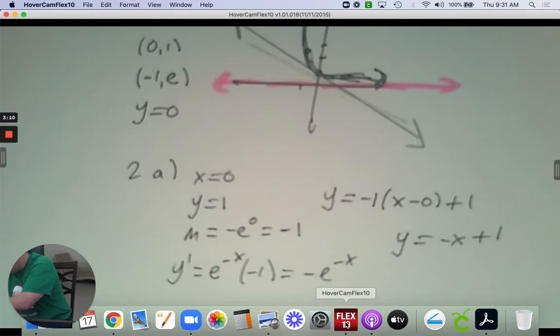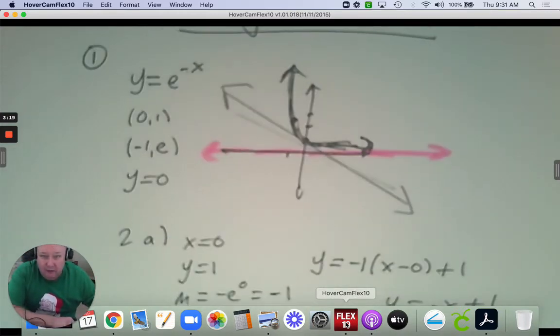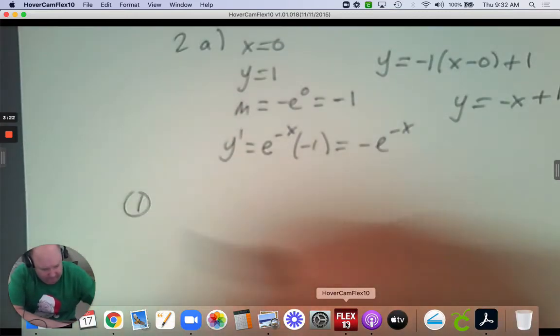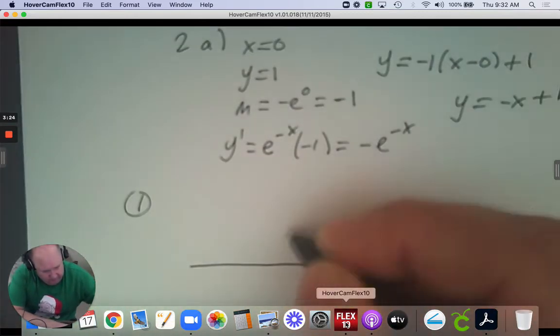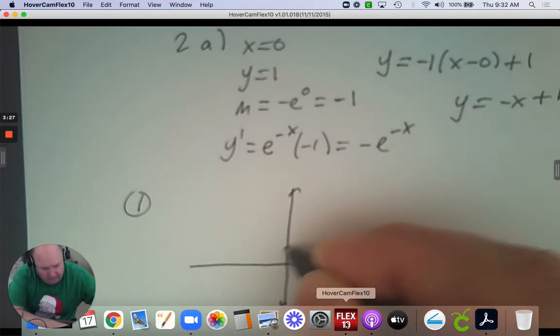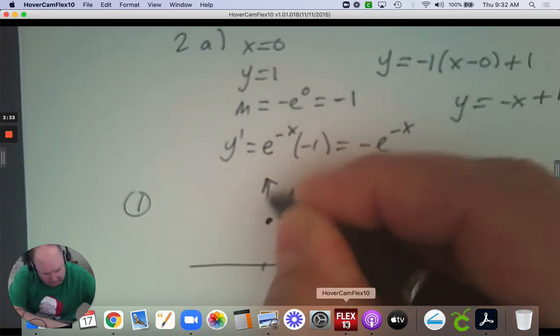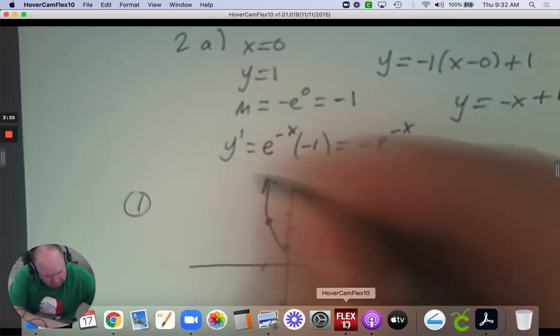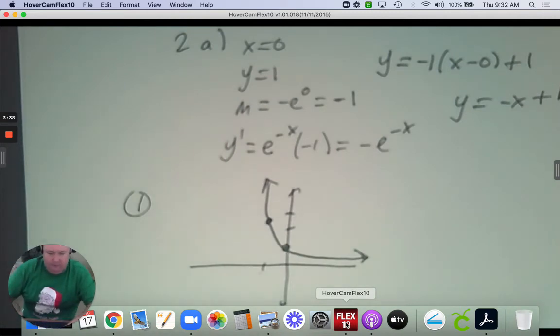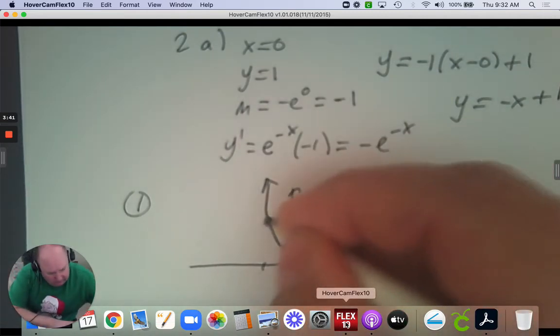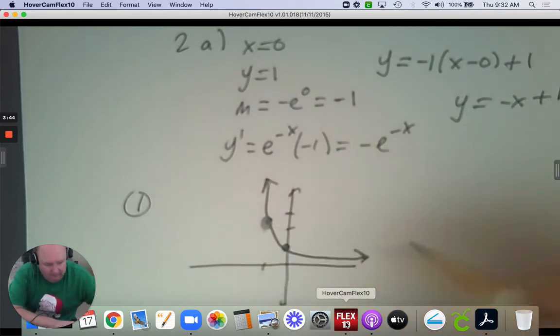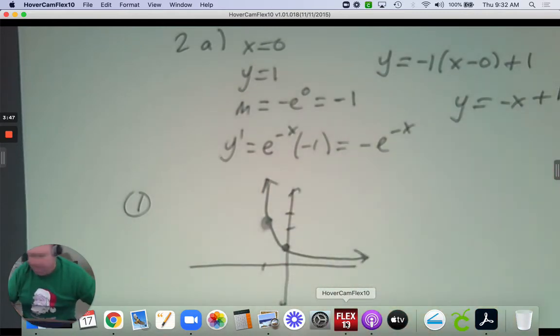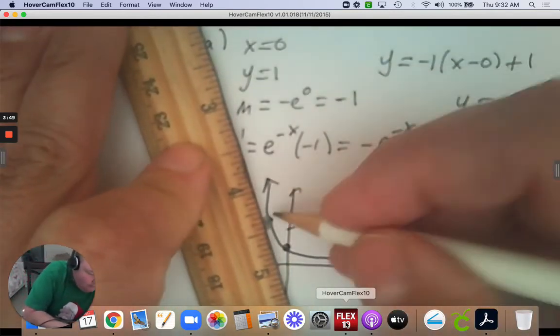I'm going to redraw the graph. So for the second one, I'm going to redraw that graph again. So again, I'm going to have 0, 1, negative 1, and 2.7. And I'll draw this curve. And then this time we're using this point right here. So use the point negative 1, e. Draw a tangent line.